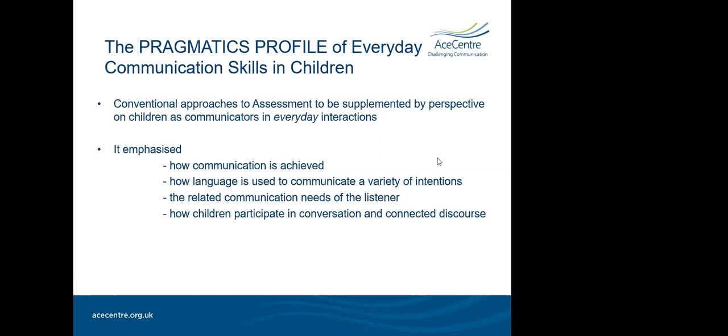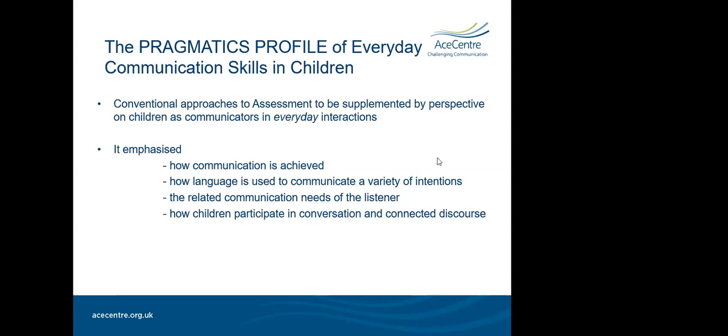And it wanted to look at trying to get that richness of data from children as communicators in everyday interactions, rather than a snapshot within a clinic room or a session. So it really emphasised how communication is achieved by that individual, how language is used to communicate a variety of intentions, a range of different communication functions, and how it relates to the communication needs of the listener as well. So how might the listener respond, and how might the communicator respond to that listener? And also how children participate in conversation and some of the higher level connected discourse as well. So it was of great interest to us to have a look at.